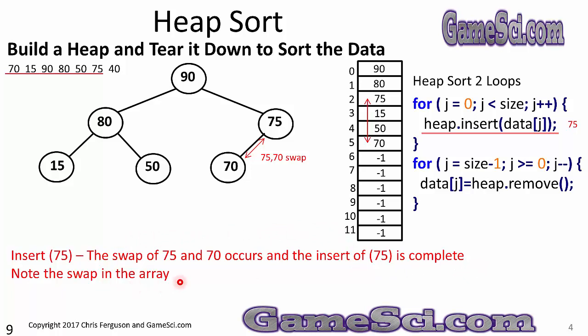Note how the numbers swapped in the array. 70 was here, 75 was there, those two swapped. 75 has a higher priority, it will swap. 75 will look at 90 and not swap.